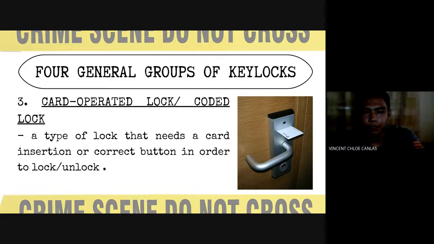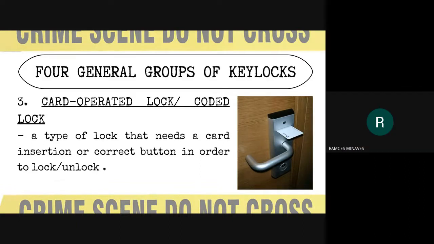Next, Ramses Menaves. So, card-operated code lock. A type of lock that needs a card insertion or correction button in order to unlock. A card-operated lock system consists of up to 11 magnetic stripe keycard computerized card-reading door locks and a handheld computer that programs, interrogates, and troubleshoots door units.